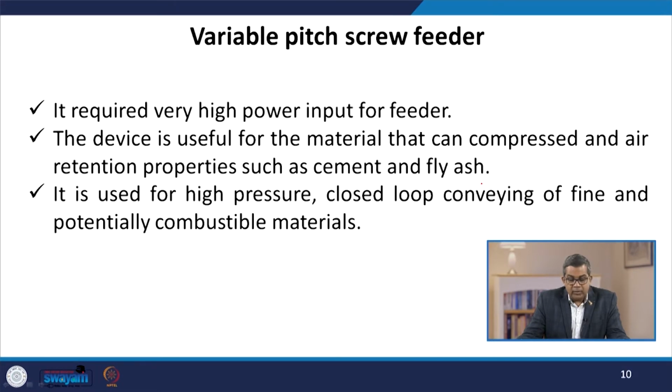So, when we talk about the variable pitch screw feeder, it requires very high power input for the feeder. The device is useful for materials that can be compressed and have air retention properties such as cement and fly ash. It is used for high pressure closed loop conveying of fine and potentially combustible materials.